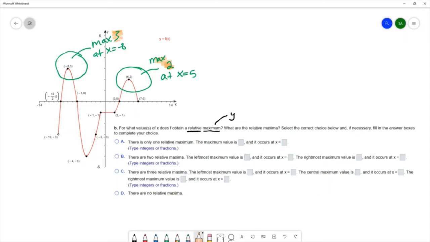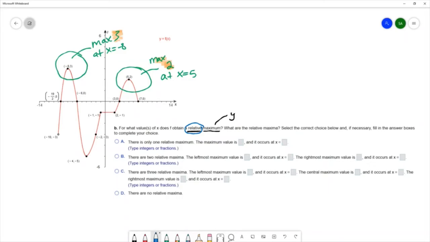But that word relative, as a part of the vocabulary, is what allows this graph to have more than one. That word relative says you're going to zoom in and only look at that isolated area, and for that isolated area we do have a maximum of 2. So once again, we're not looking for the maximum on the whole graph, we're looking to see if there are any little localized maximums. So there are 2 for this one.